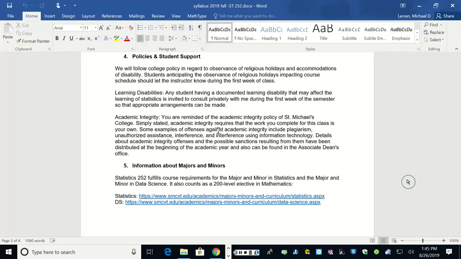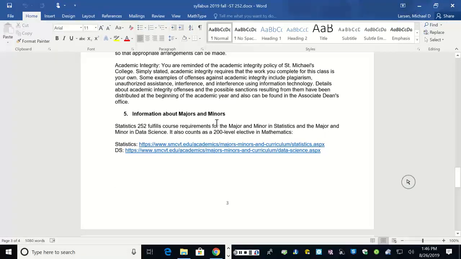And that will be very important to learning the material and making it useful to you. One other thing I'll mention, or just two other things, is that Statistics 252, and I know that a number of you are math or data science or statistics, either as major or minor, but Statistics 252 does fulfill one of the requirements for both the major and minor in statistics and in data science. Particularly the minors at St.